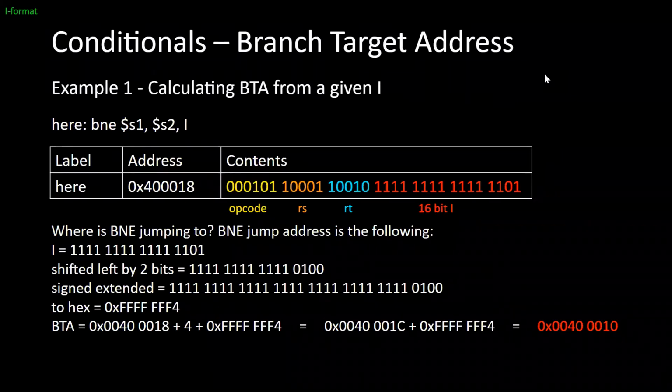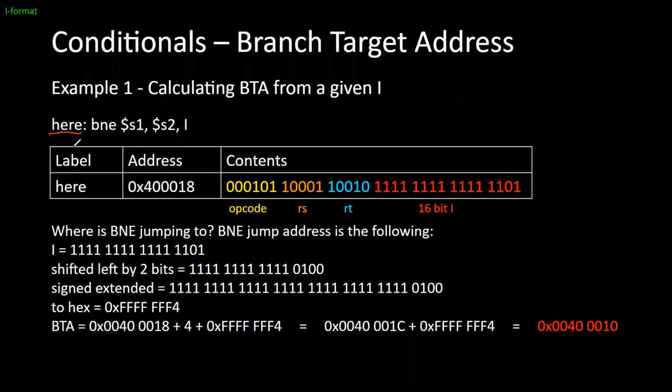Okay, so here we are going to look at two examples of calculating branch target address. So here we have a label that is called here. So that's our label. And this label has an address of basically this one, 400018. So that's the address for this label.